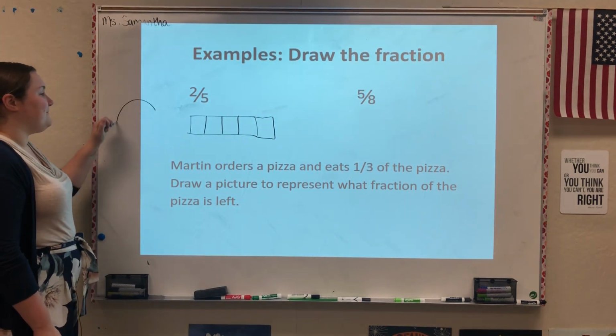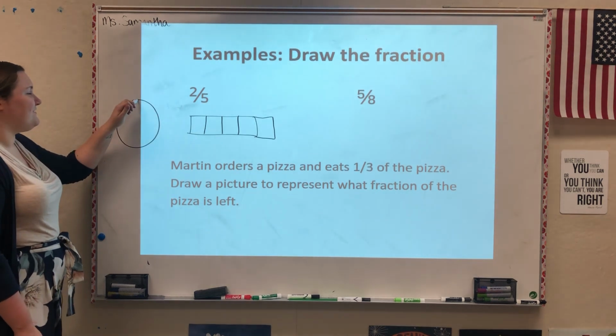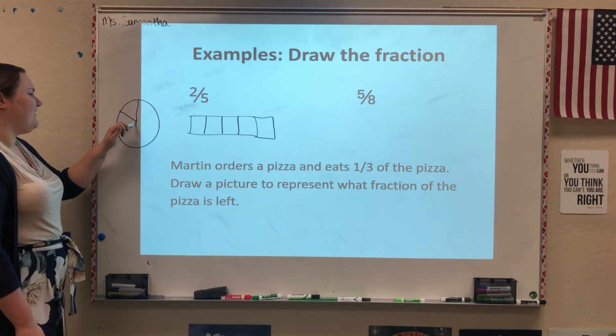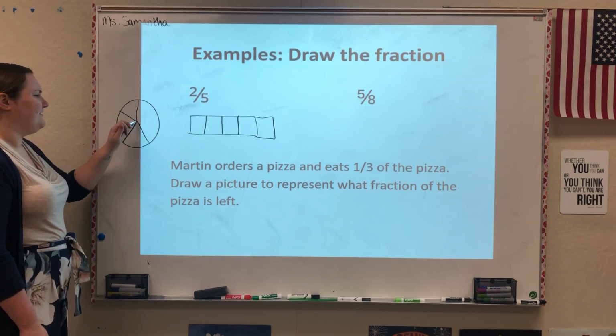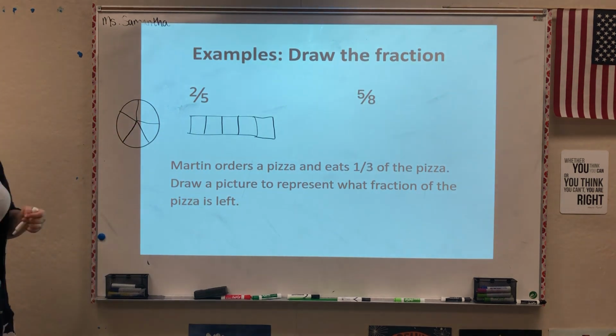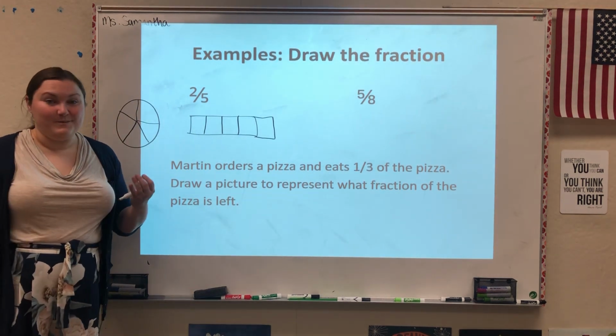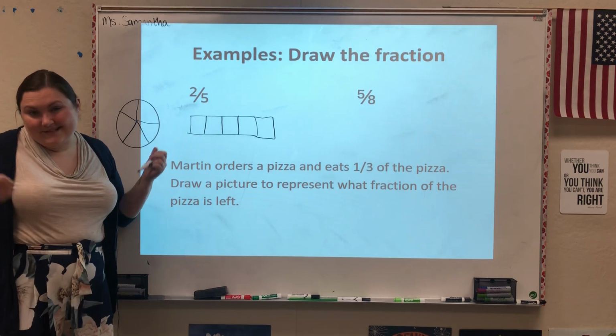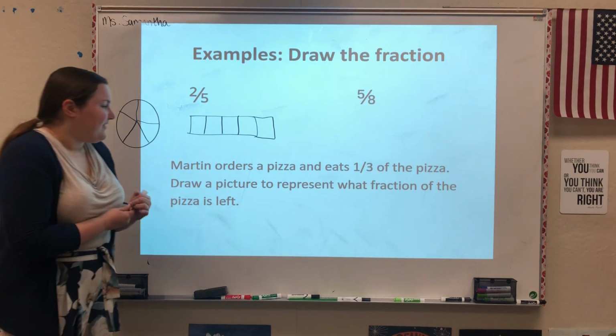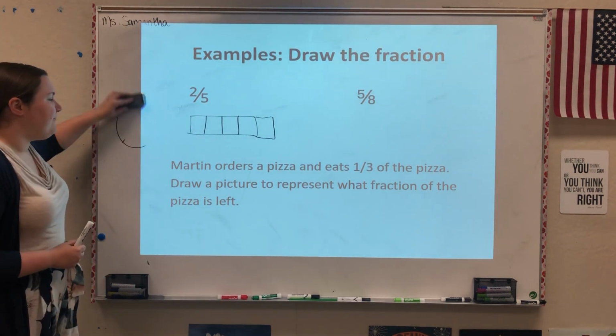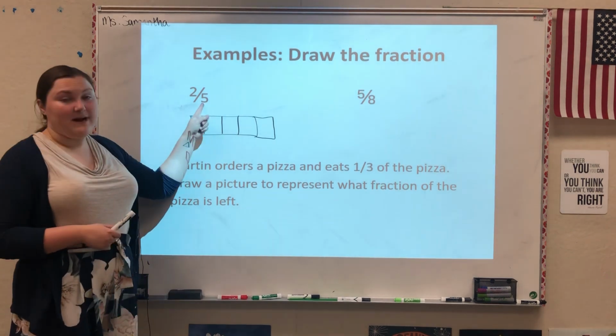If I tried doing something like a circle, it's going to be really hard getting them all the same size. Like that's maybe okay, but it could be better. Rectangles are the easiest one to do. So I've got a rectangle. It's in 5 parts because my denominator is 5.